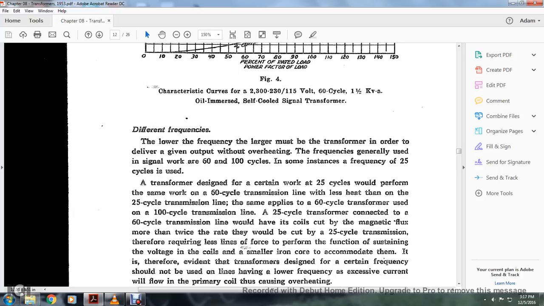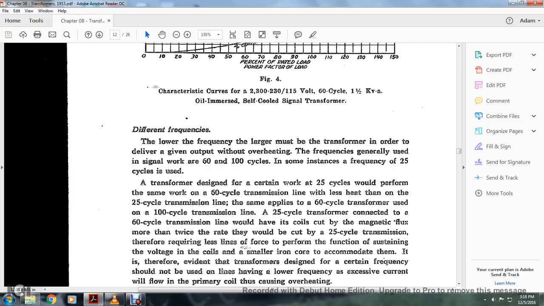The same applies with the 60 cycle transformer used with the 100 cycle transmission line. A 25 cycle transformer connected with the 60 cycle transmission line would have its coils cut by magnetic flux more than twice the rate that would be cut in 25 cycle transmission, therefore requiring the line that is forced to perform the function of sustaining the voltage in the coils.